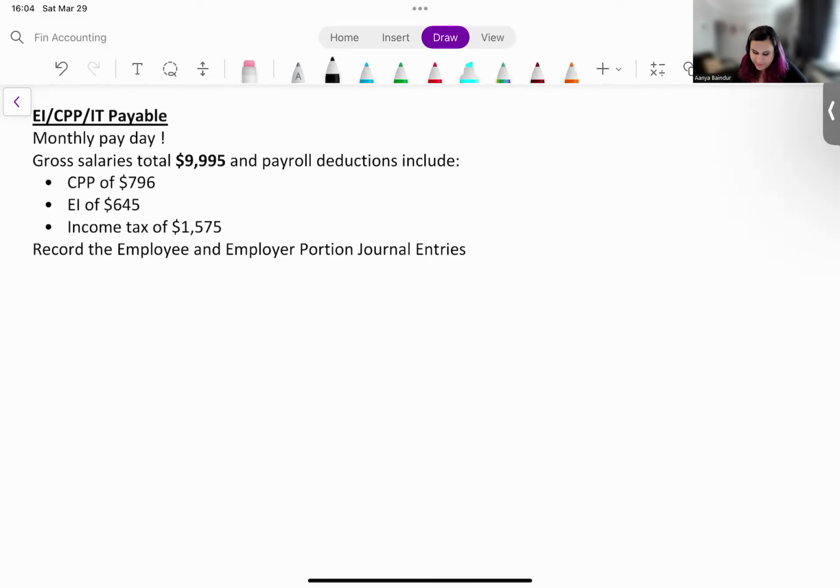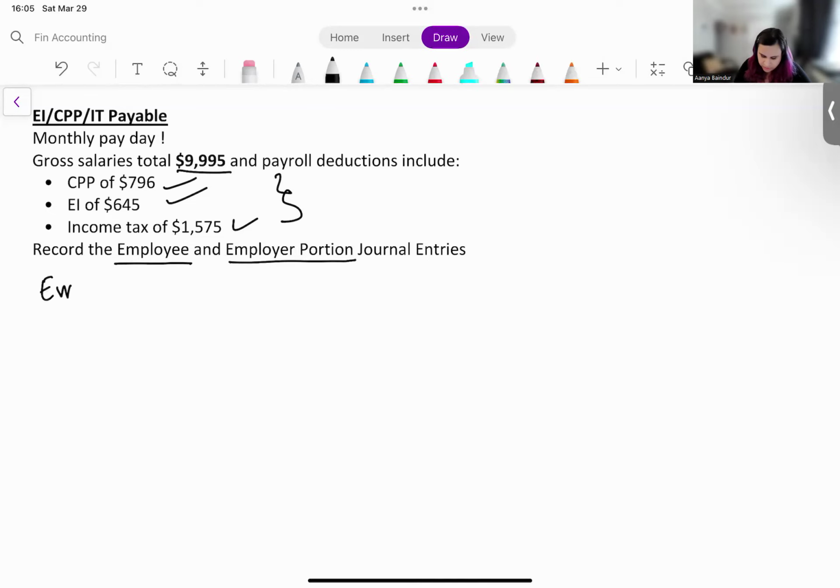So it's payday for the employees. The total gross salaries came to 9,995. And part of those were deductions. There's CPP, Canada Pension Plan, there's employment insurance, and income tax, which we'll be collecting on the government's behalf. So all of these are liabilities because all of these amounts we are going to have to send to the government thereafter. So let's see what the journal entries look like. Now remember, there are two portions. There's the employee portion and the employer portion.